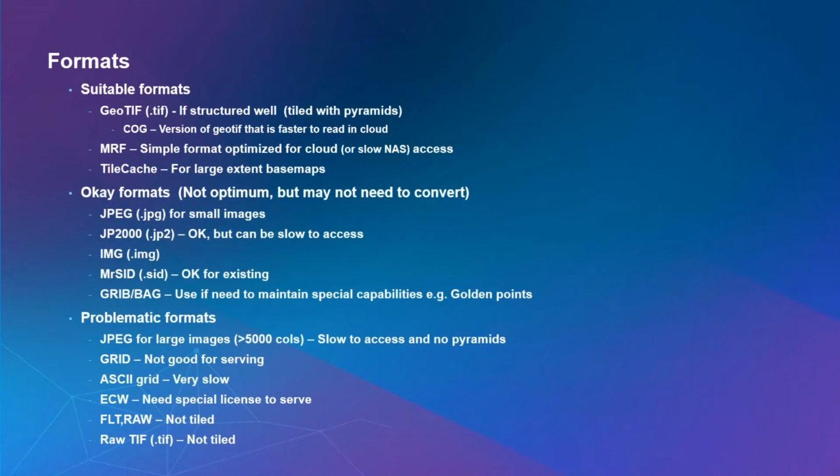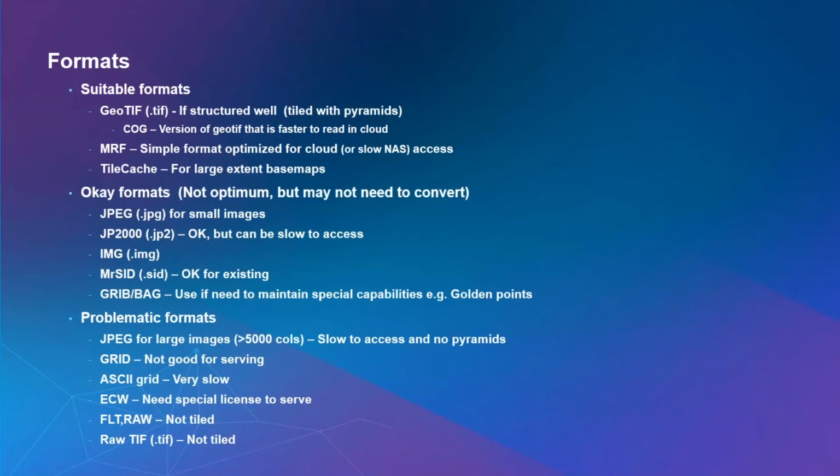There's a new version of GeoTIFF that's coming, or people are talking about, called COG, or Cloud Optimized GeoTIFF. They're trying to standardize it as a way of structuring the GeoTIFF to make it faster to access. It's really just tiled with pyramids, but that's good. There's a format called MRF that Esri uses quite a lot, which is a simple format, also cloud optimized. And then we have things like tile cache. Tile cache is not going to be used so much in this case. It's really used for basically large extent-based maps. So those are actually very optimum formats.